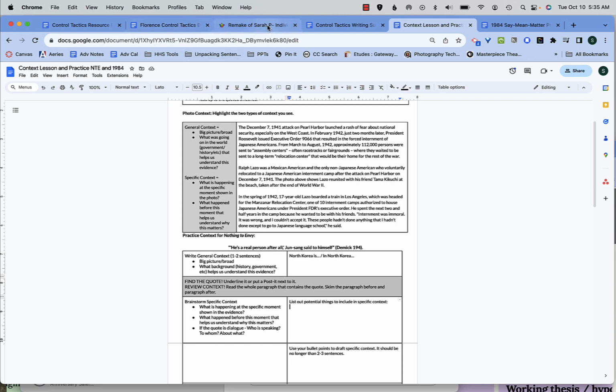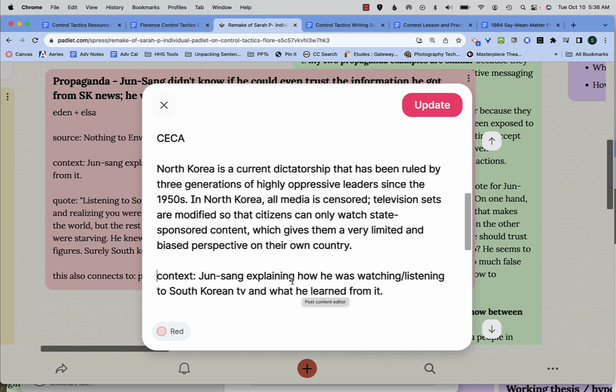Okay, let's go back to the Padlet. The first thing I've done is to write 2 sentences of general context about North Korea. And you need to do this the first time you introduce evidence from some context, from 1984, from North Korea, from Stalin. You need a sentence or 2 of general context. If you have multiple pieces of context from the same area, from the same topic, you don't have to write this general context every time. But this is my first example from North Korea, so I'm going to write it.